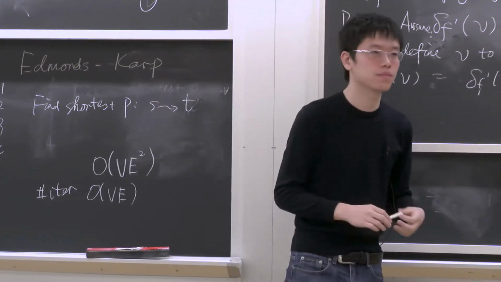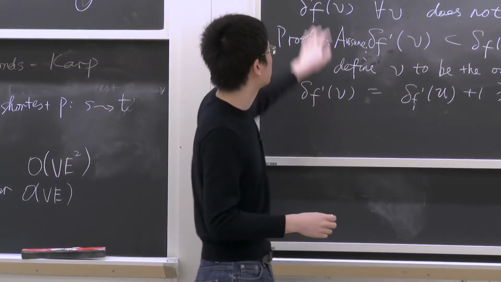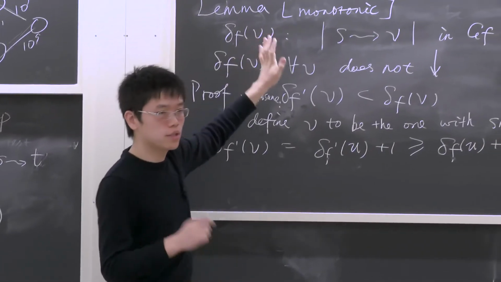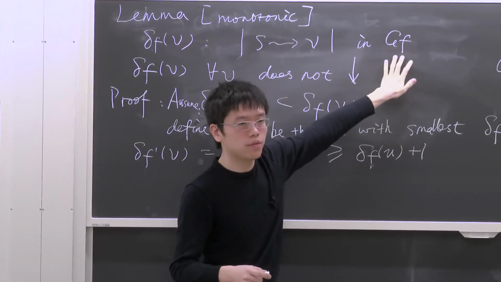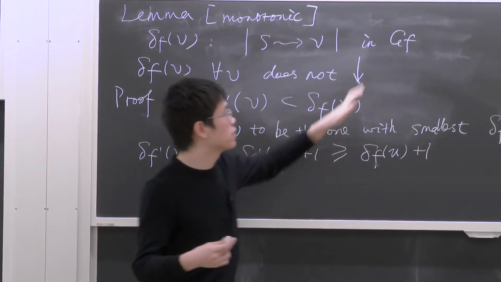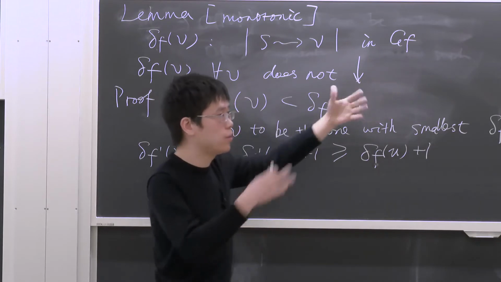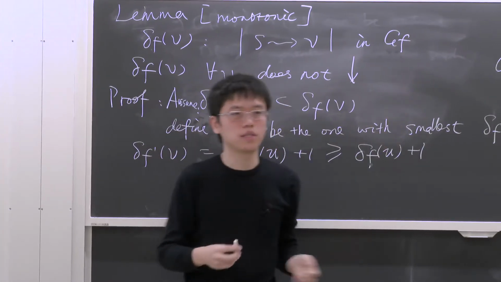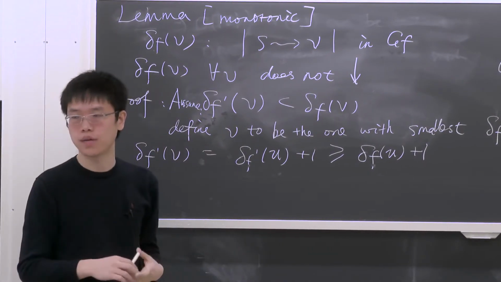Question? Sorry, I'm lost as to what delta f prime is versus delta f. Okay. Delta f of a node is the shortest path from source to that node in G of f, which is the residual graph given a flow, right? So f is some flow, and f prime is the flow after we augment a certain path. So f prime is one step after f.